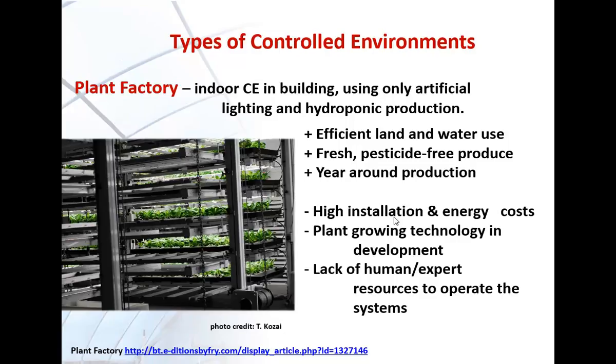The next type of controlled environment is the plant factory. Now we're inside a building using artificial lighting and still using hydroponic recirculating nutrient systems for the root zone of the plant. It's a very efficient use of space, land in particular. In the urban areas, it makes a lot of sense. Also, water use can be 100% efficient in its recycled system. Fresh, pesticide-free produce is provided.